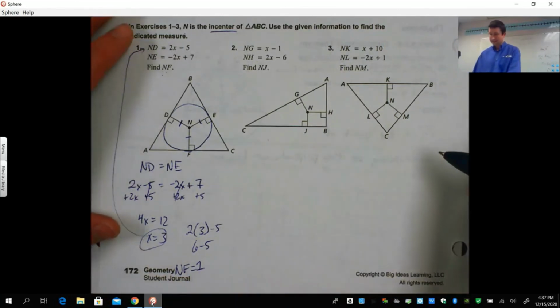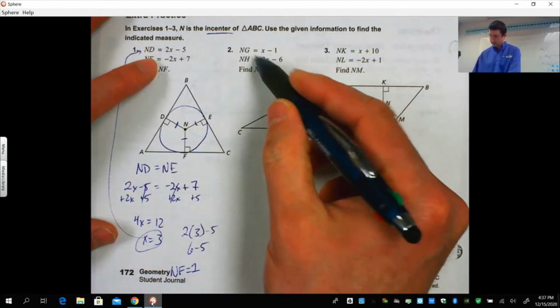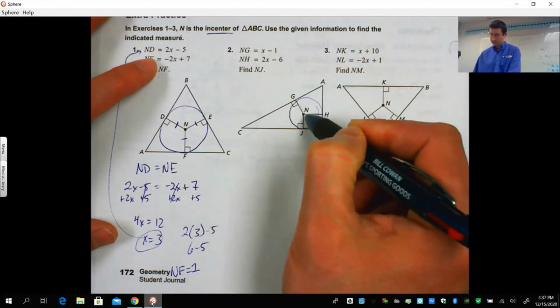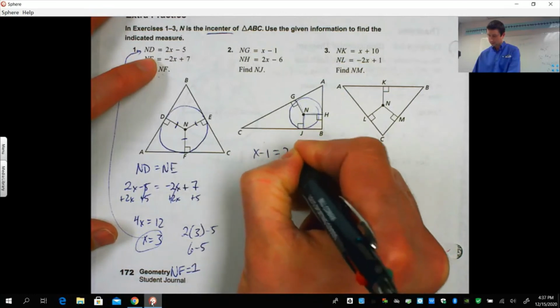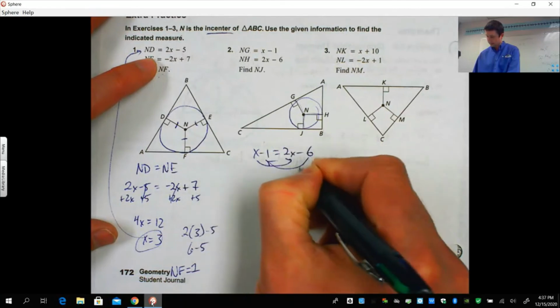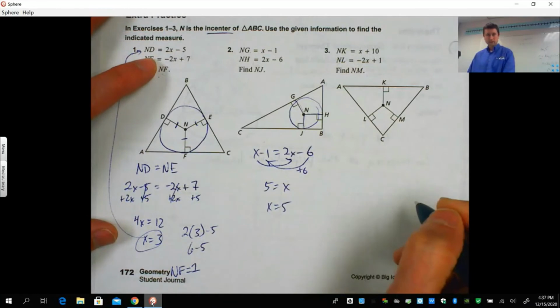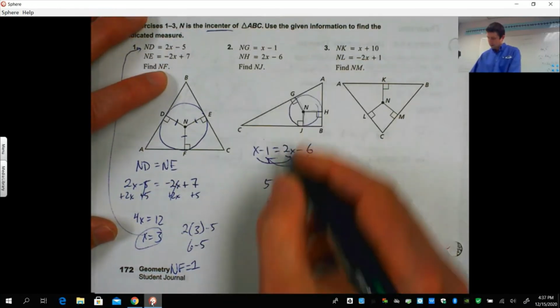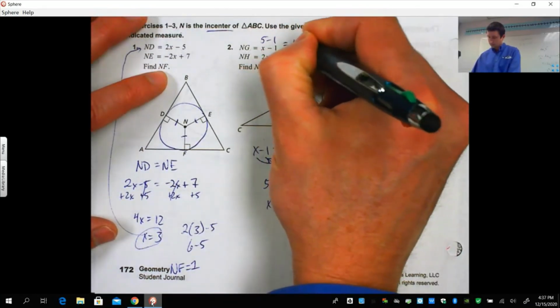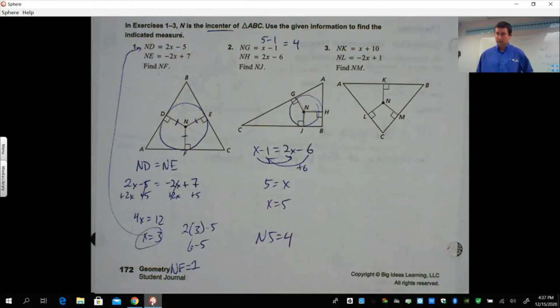Okay, all of these are kind of the same format here. N is an incenter. They gave us NG and NH. They want us to find NJ. So x minus 1 equals 2x minus 6. Minus the x. Add the 6, so you get 5 equals x. So x equals 5 is what you should get there. And so if you go 5 minus 1, you get 4. So NJ should equal 4. Go ahead and pause this, get number 3 done, and we'll get to the answer here in a little bit. Once you're done, come back and check.